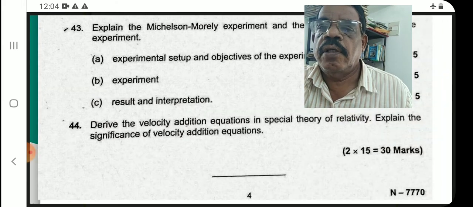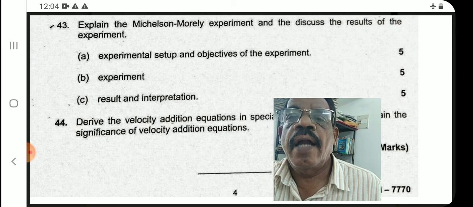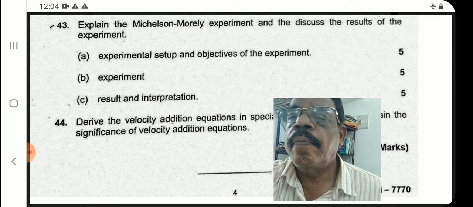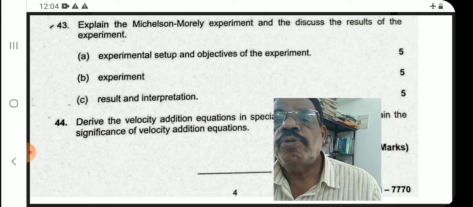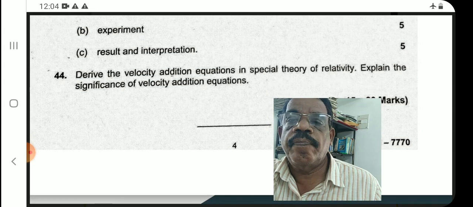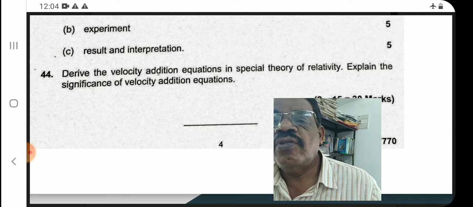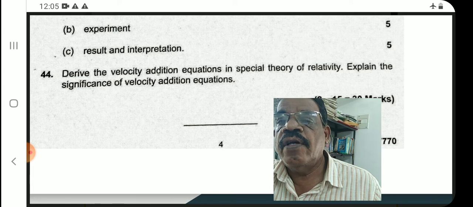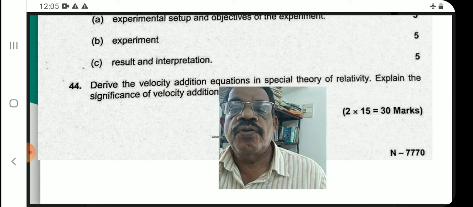Next question. Number 43. Explain the Michelson-Morley experiment and discuss the results of the experiment. A. Experimental setup and objectives of the experiment. B. Experiment. C. Results and interpretation. Number 44. Derive the velocity addition equation in special theory of relativity. Explain the significance of velocity addition equations. Here it is 2 into 15, 30 marks.